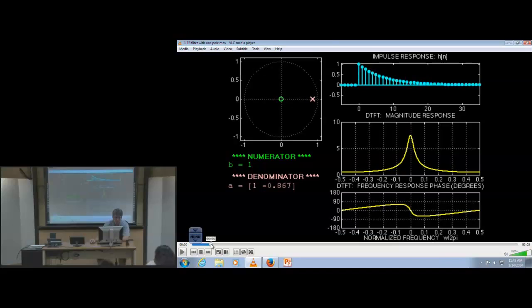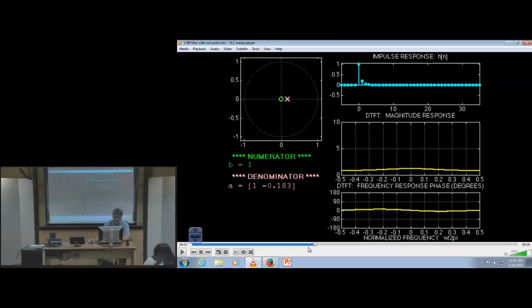Now I'm going to let the pole move from right to left, and you'll see that as the pole gets away from the unit circle, it has less and less effect on the magnitude response because the distance to DC is increasing as I move the pole. Here it's almost canceling. The pole and zeros are almost at the same location, and I'm left with almost the identity system. The response is just an impulse.